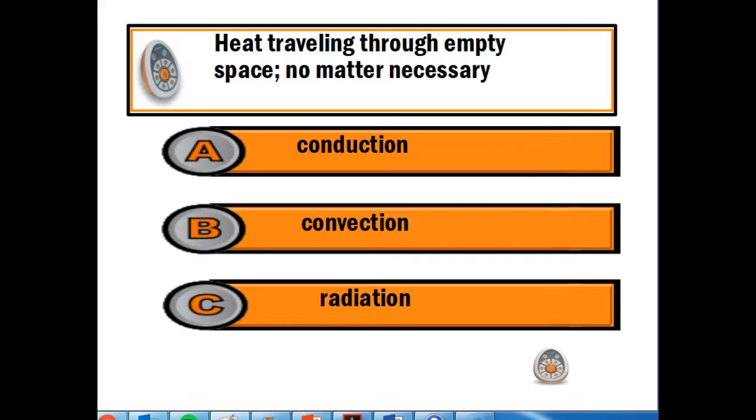This one, heat traveling through empty space. No matter is necessary. Yes, C, radiation.